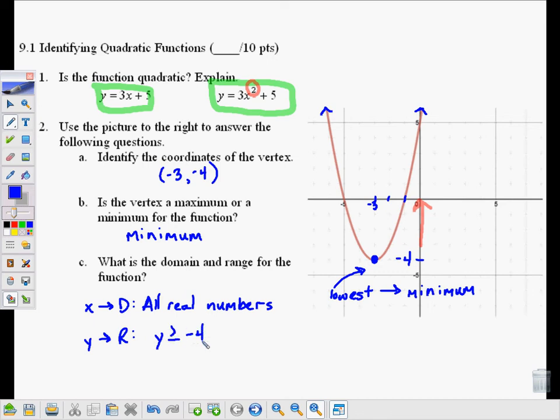Now, if this graph went the other way, if this graph was something that looked like this instead, that means that I would start at -4 and head down. So this sign would be switched around, be the y values less than or equal to -4. But that's not the case for us.